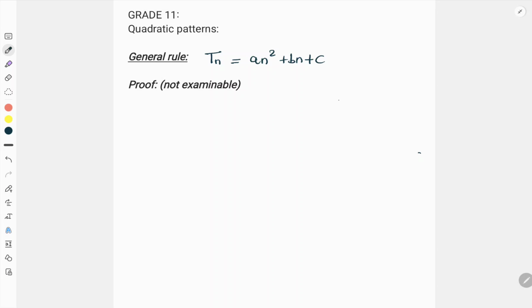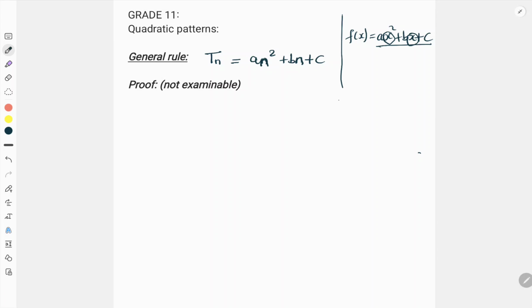Those of you who know a quadratic function or graph, you know that a graph is f of x equals ax squared plus bx plus c. So in terms of patterns, in replacement of x, we talk about n, the variable n. So it's an squared plus bn plus c, where n represents the term number.